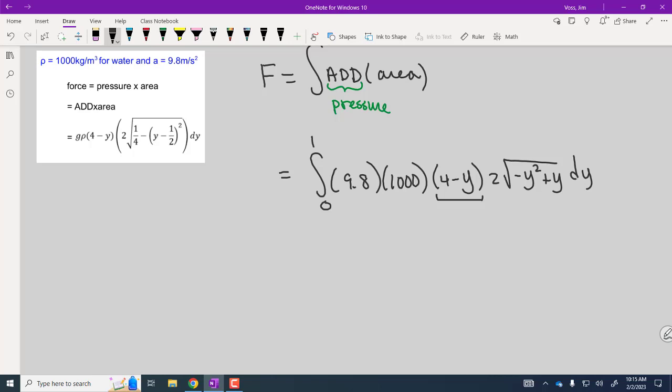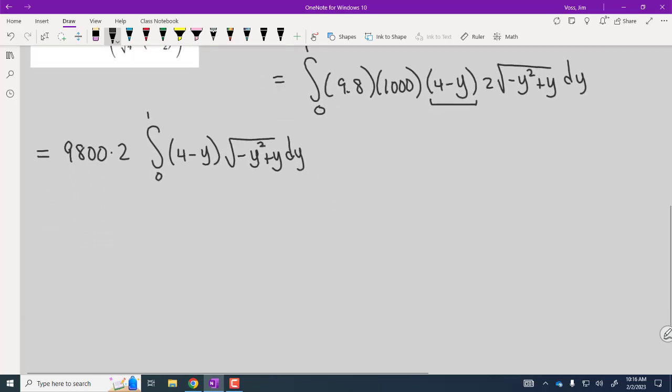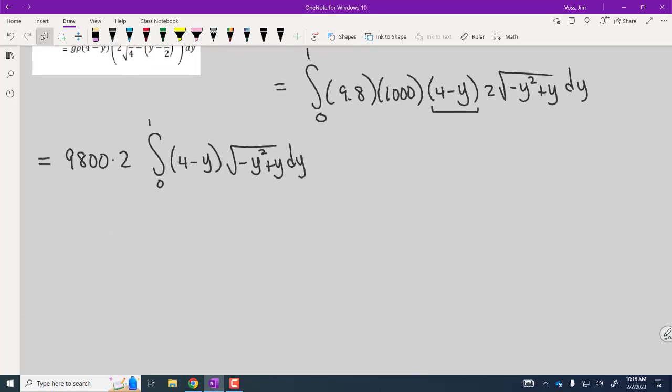Okay, so again, we have a 9800. And we have a 2 that comes out. And let's write what's left. This one's going to be a slightly trickier integral. Let's write it down first, then we'll talk about the nature of it. Okay, so that's what we have.